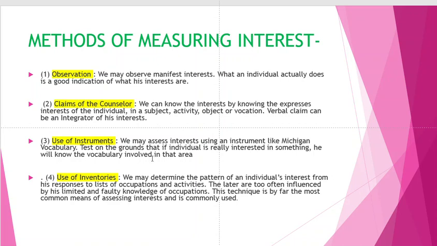Then, use of instruments. We can use different types of instruments to collect the interest of the student. With the use of inventories, we may determine the pattern of an individual's interest from his response to a list of occupations and activities. The latter are too often influenced by his limited and factual knowledge of occupations. Here we want to get the knowledge of the student's interest based on factual data. This technique is by far the most common means of assessing interest and is commonly used. So from these methods we can measure the interest of the student.